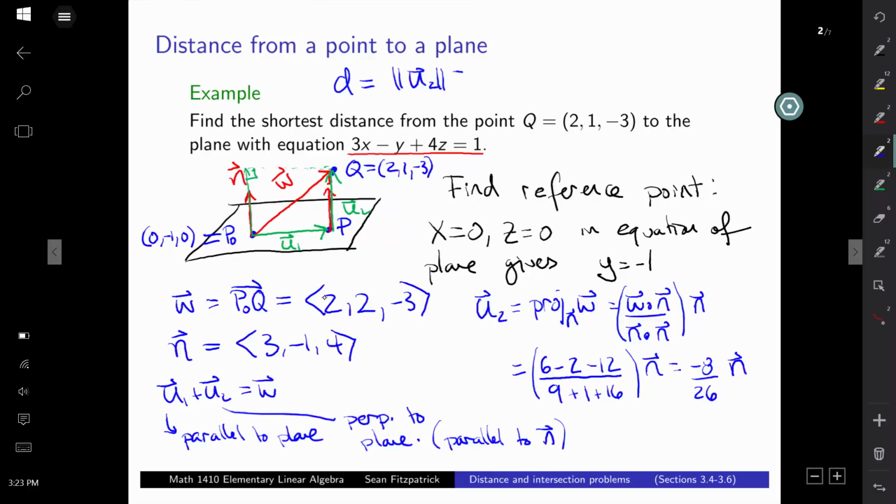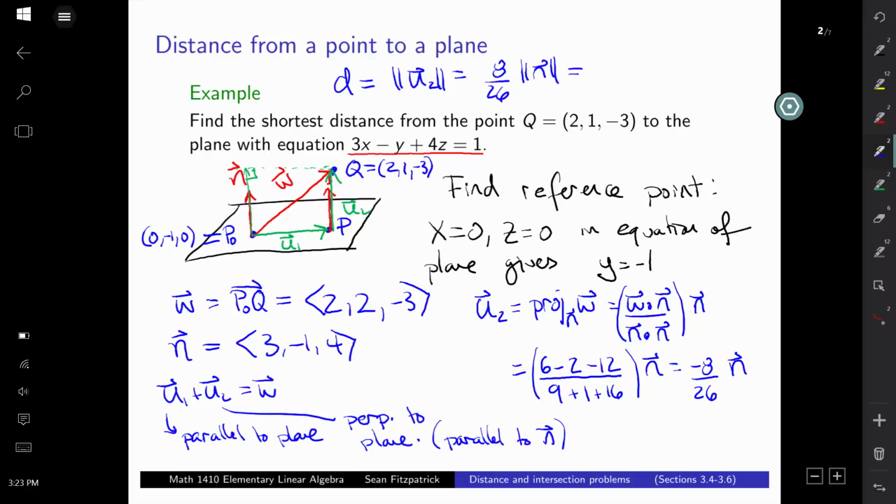So that's got to be 8 over 26 times the magnitude of N, right? I dropped that minus. Remember, when you're calculating magnitudes, they should be positive. So if you have a negative scalar out front, you drop that minus sign. And by the way, 8 over 26, I could simplify that to 4 over 13. And the magnitude of N, actually, you know what? Let's not simplify.